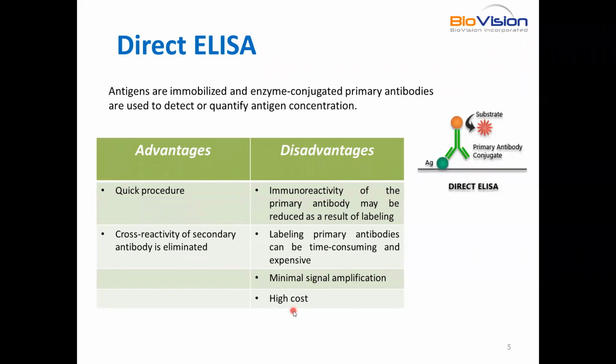Some of the applications where this type of ELISA is commonly used are for the titration of conjugated secondary antibodies, and it is also very useful to estimate antigen cross-reactivity.